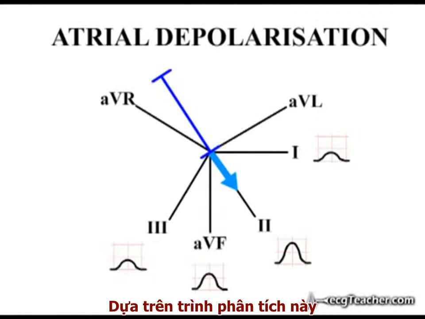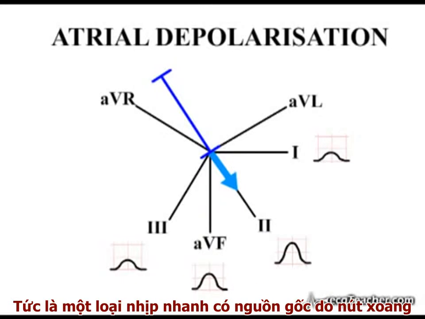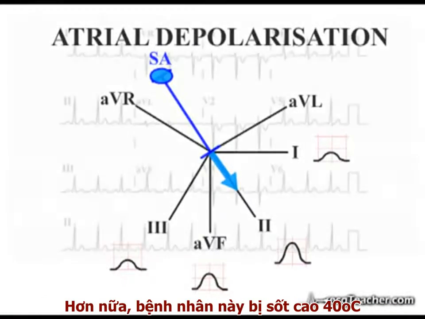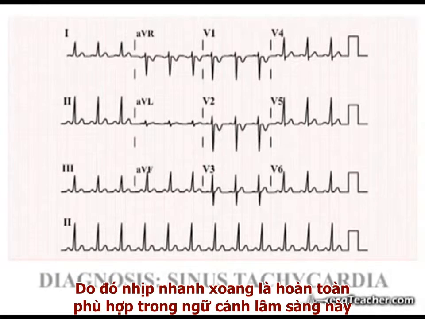Based on this analysis, we can be reasonably confident that this is a sinus tachycardia, a tachycardia originating in a rapidly discharging SA node. Furthermore, the patient from whom this ECG was taken had a pyrexia of 40 degrees Celsius, so sinus tachycardia would be expected in the clinical context.